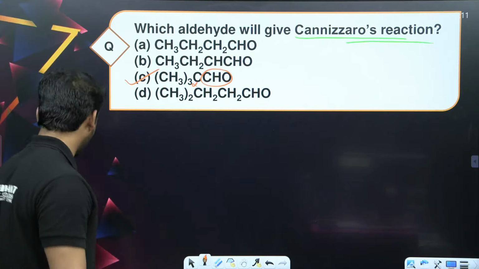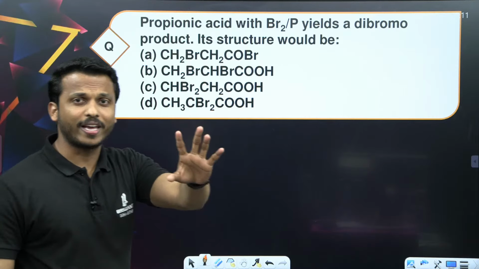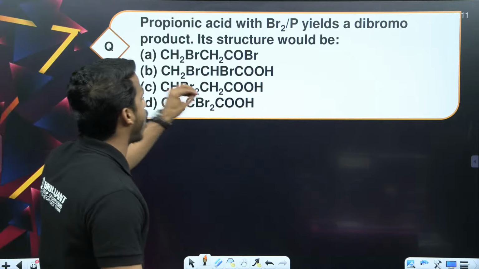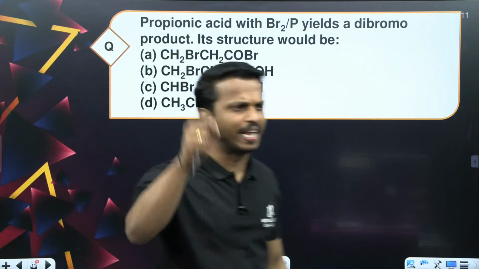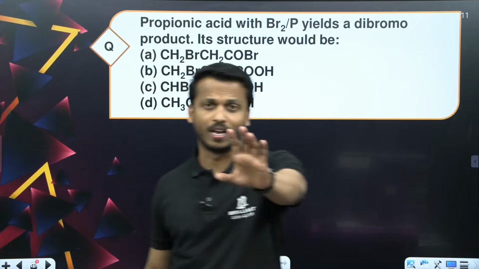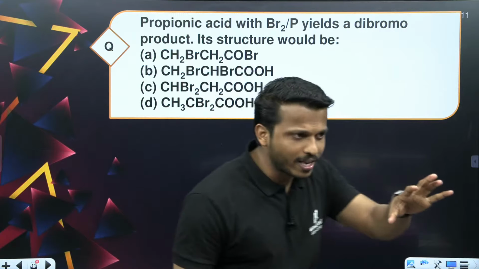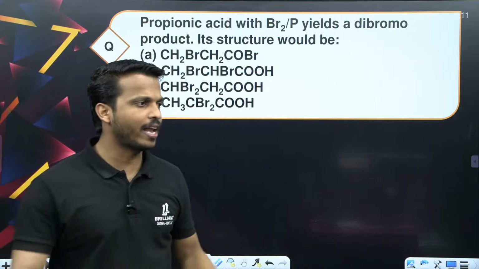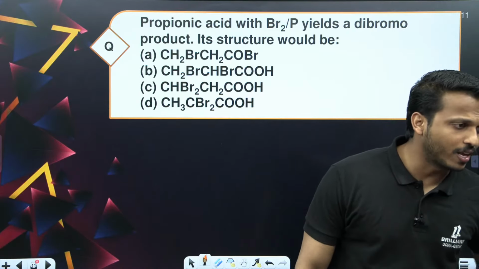Next question, dear all, propionic acid. You know, propionic acid is nothing but propanoic acid. Okay, propionic acid with bromine and phosphorus. Can you please tell me what is the name of this reaction? Please wait, please don't say the answer yet. My question: propanoic acid is there. It's reacting with the bromine and phosphorus. Can anyone say what is the name of this reaction?